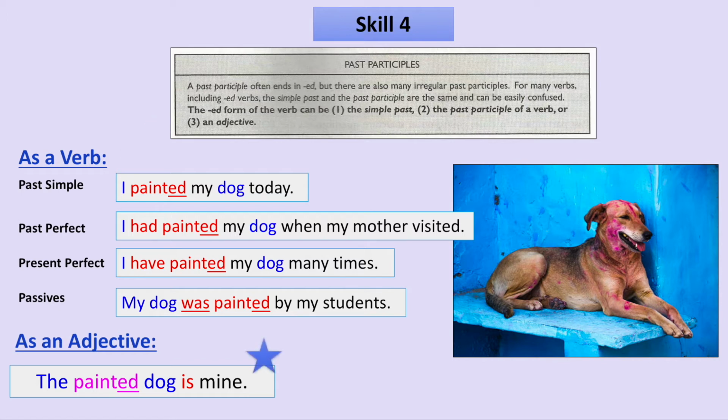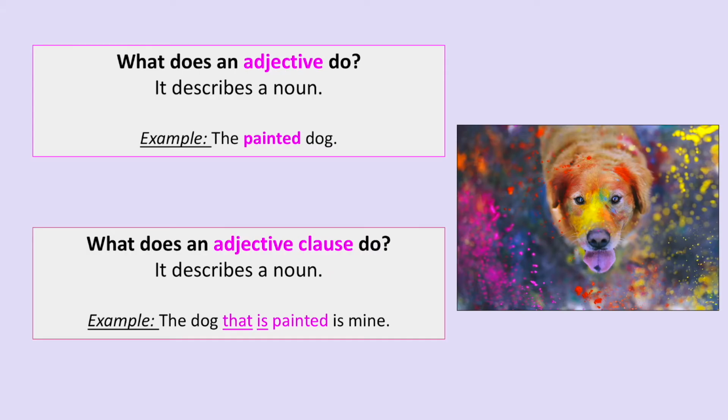Here is an example of a past participle used as an adjective. The painted dog is mine. So both present participles and past participles can be used as verbs or as adjectives. But what do adjectives do? Adjectives describe a noun. For example, the painted dog. Painted is an adjective that describes the noun dog.